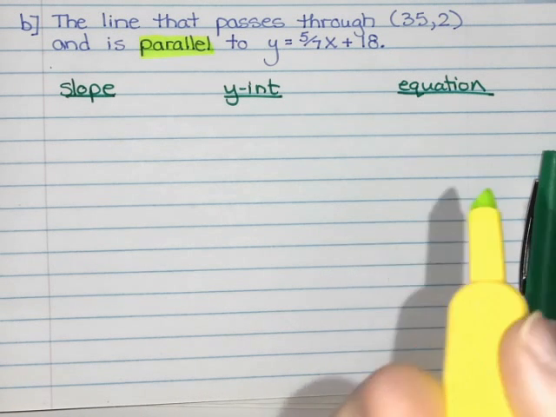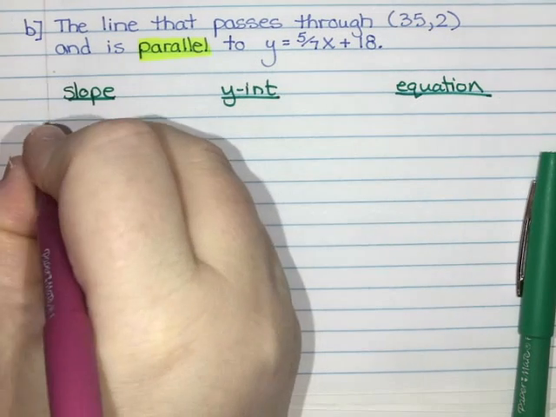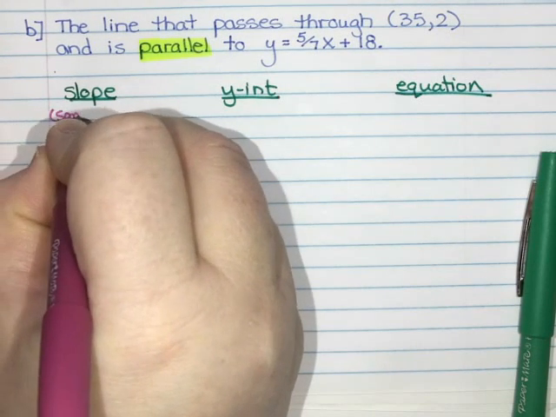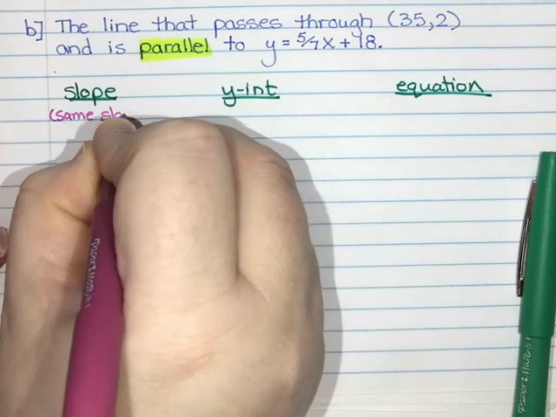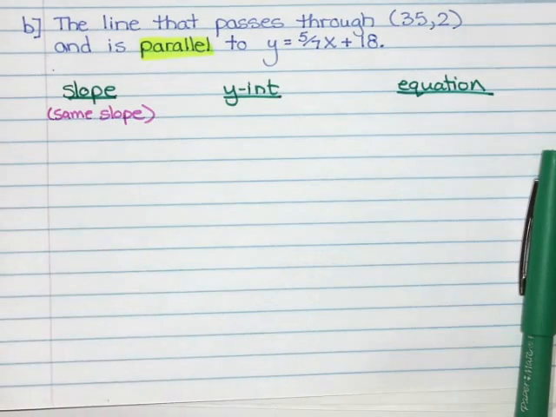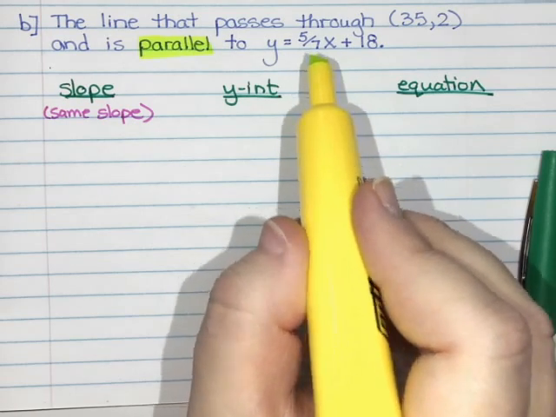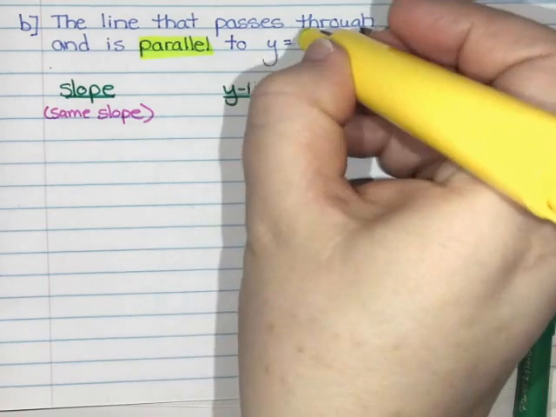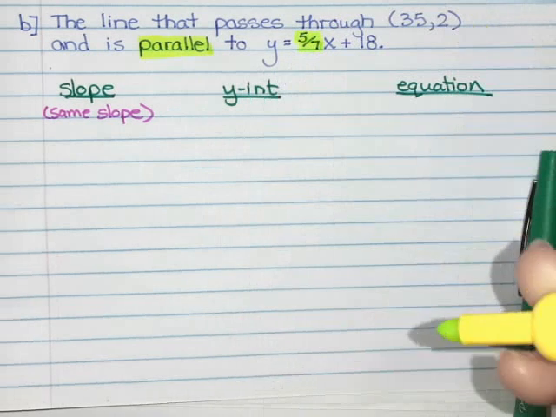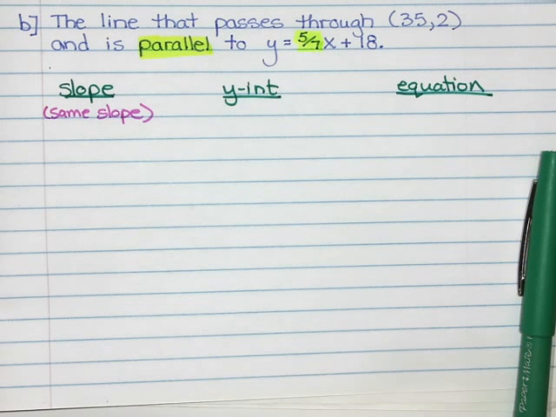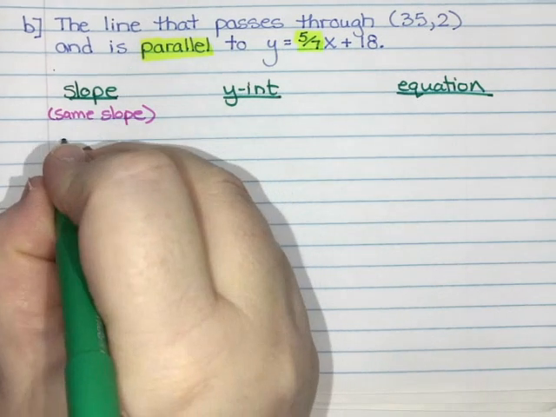So things that are parallel have the same slope, which means the slope of my new line is going to be the same as the slope of this line. What is the slope of this line? Well, I'm going to look at the number in front of the x, which is 5 over 7. So the slope of both lines is going to be 5 over 7.